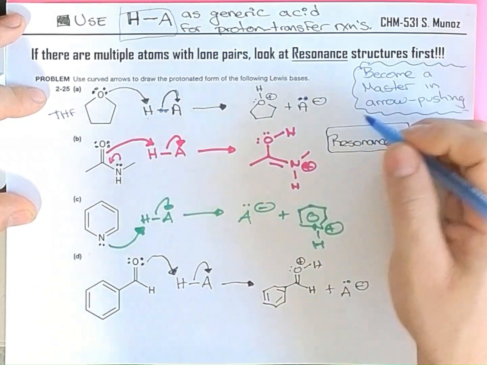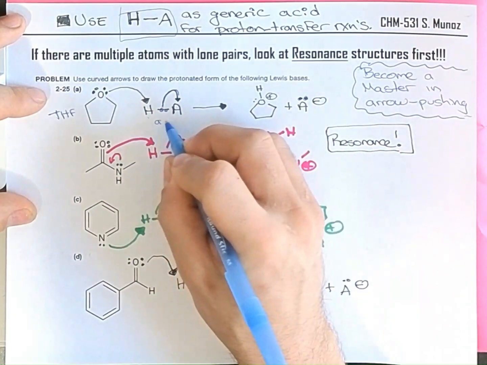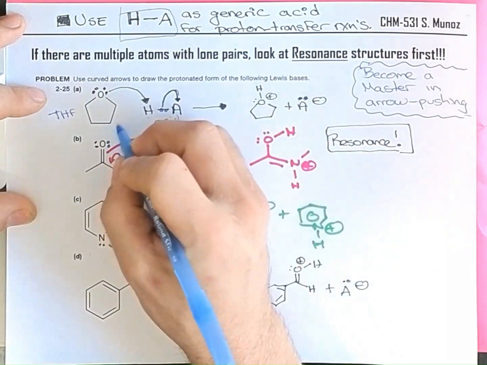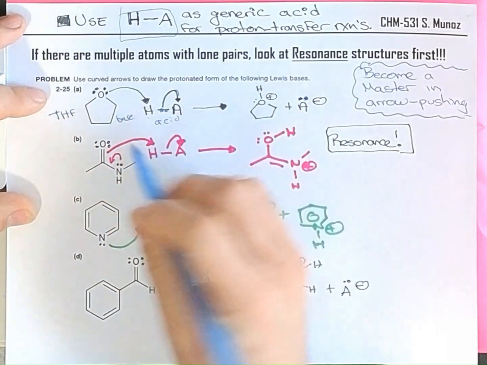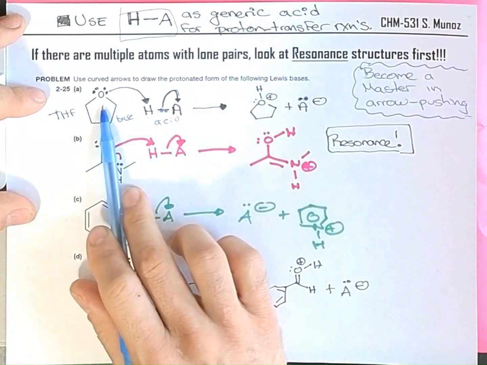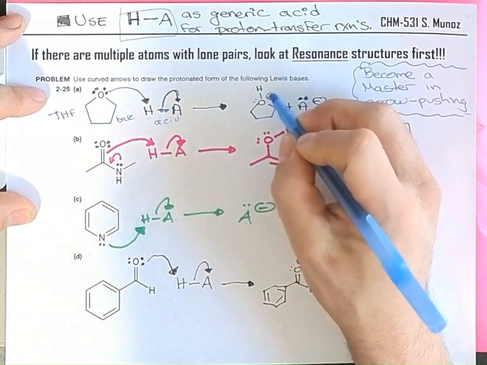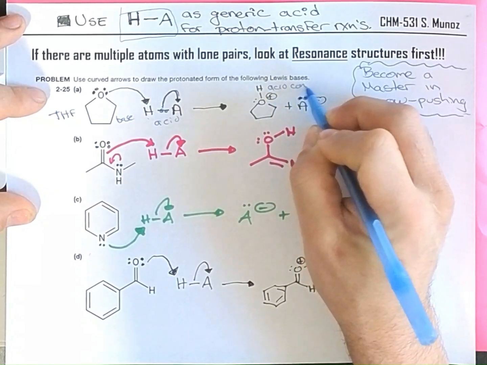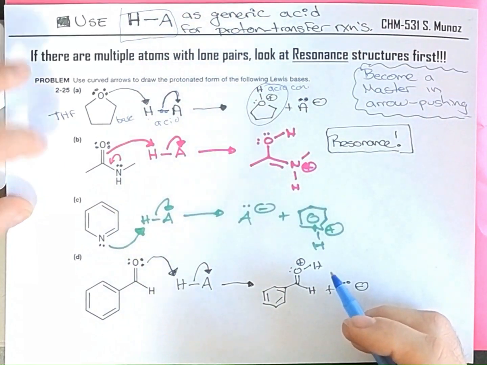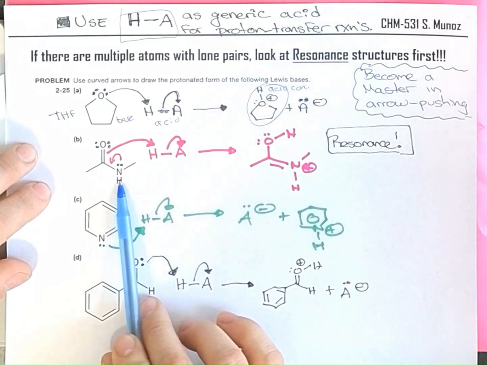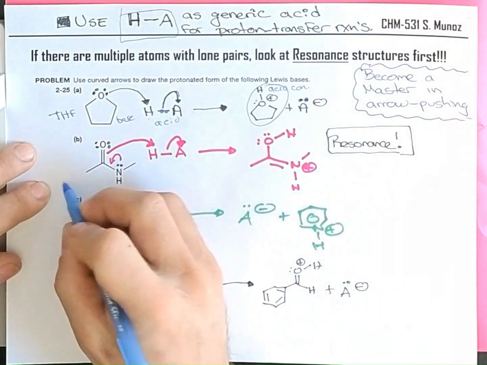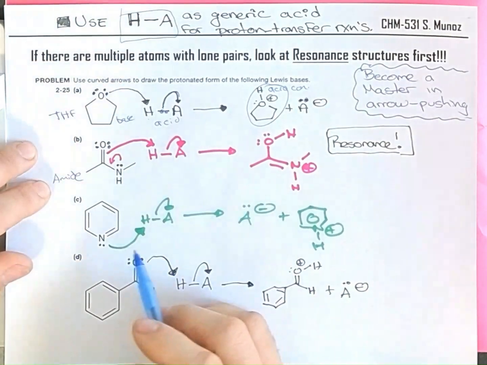In this case, which one's the acid? Of course, HA is the acid. This is the conjugate base. Sorry, not conjugate base, but the base. The lone pairs in the oxygen picked up the proton. Now we have the conjugate acid. Now it's the protonated species. In this case, now we have this amide. This is an amide functional group.